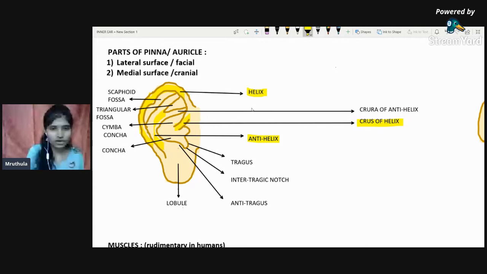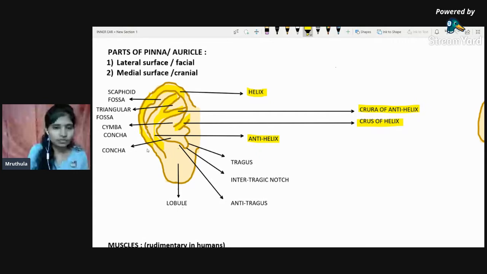Antihelix is also having something like that on the anterior aspect. So the helix is ending up as crus of helix, and antihelix is dividing into two separate elevations. You call them the crura of antihelix. So now we have seen the helix, antihelix, crus of helix, and the crura of antihelix.